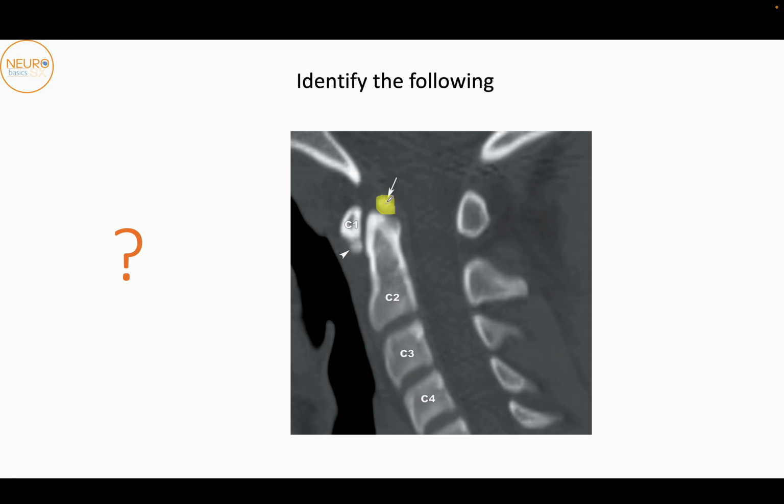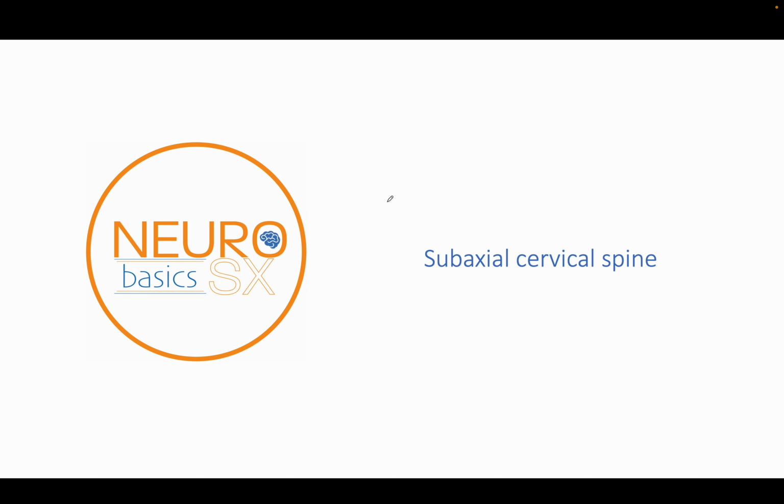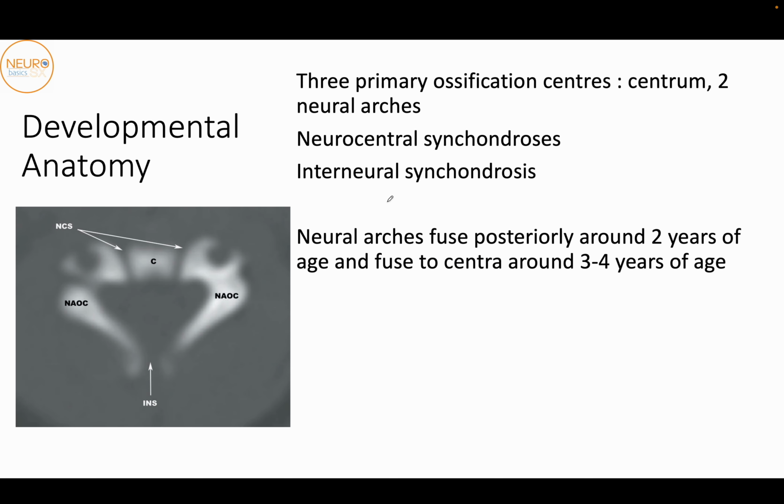Right. Now let's discuss the radiologic anatomy of the subaxial cervical spine. So the subaxial cervical spine more or less is similar to the osteology and the developmental anatomy of the rest of the spine, but also it is quite different from what we have discussed for C1 and C2.